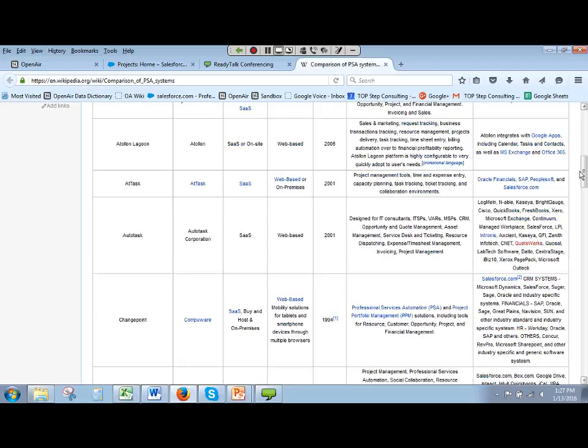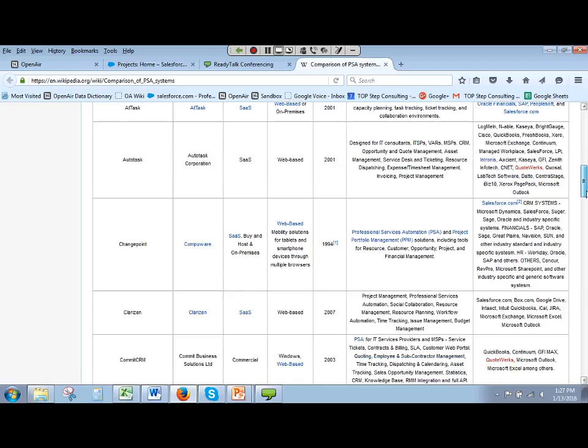This also highlights which PSA tools are specifically defined for certain types of organizations. So AutoTask is designed for IT organizations. If that doesn't apply to you, you can just move on. There are quite a few here. The list goes on and on.